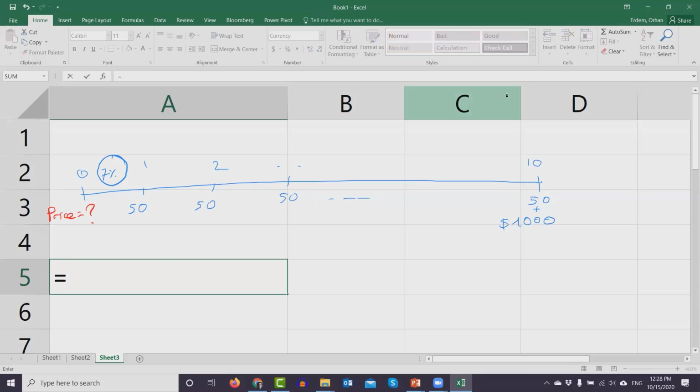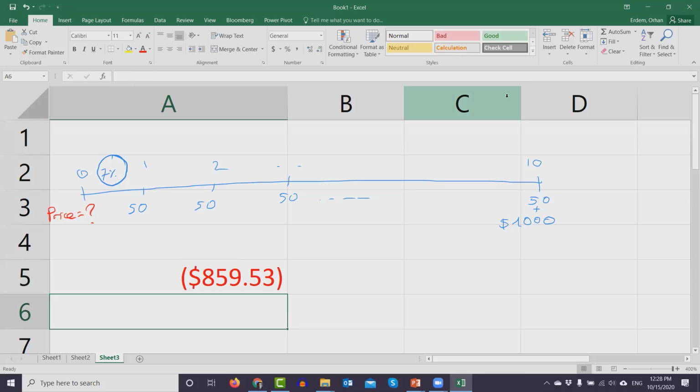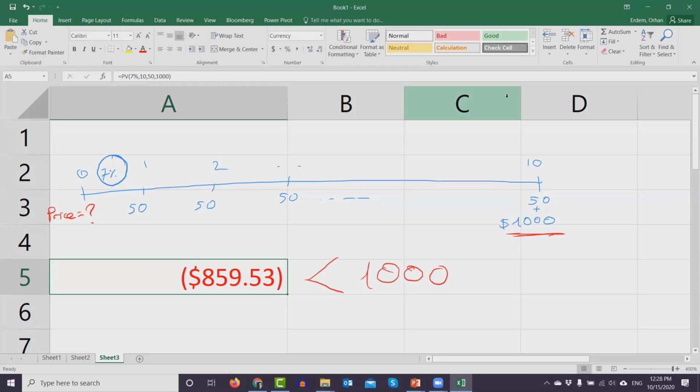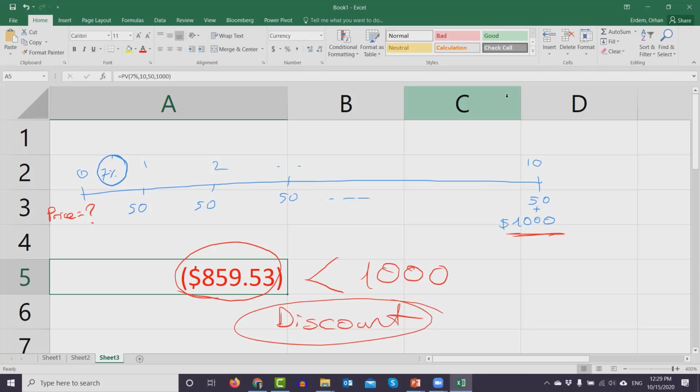So I'm going to use the PV function again, the present value. The rate is 7%, so this is yield to maturity 7%. Number of periods, 10 periods, and PMTs are $50, future value is $1,000, close the parentheses, and you'll get $859.53 as the price. So this is lower than the par value. Par value is $1,000, as you can see from here. So this is a discount bond. Once again, the price of the bond is $859.53, and it's a discount bond just because the price of the bond is lower than the par value.